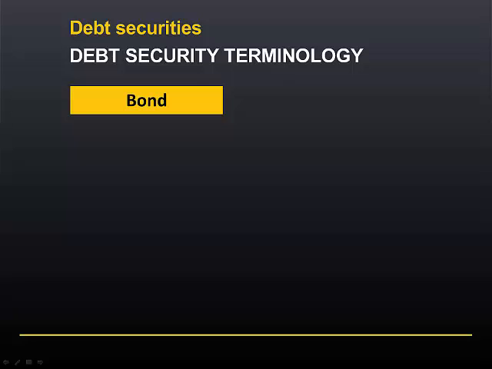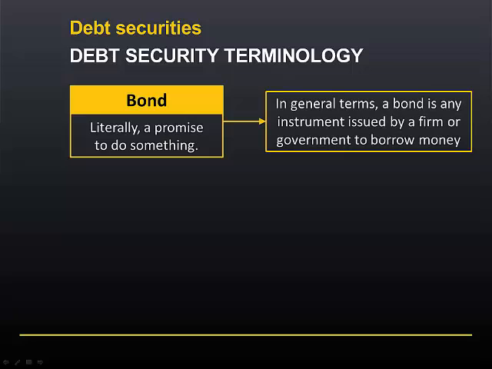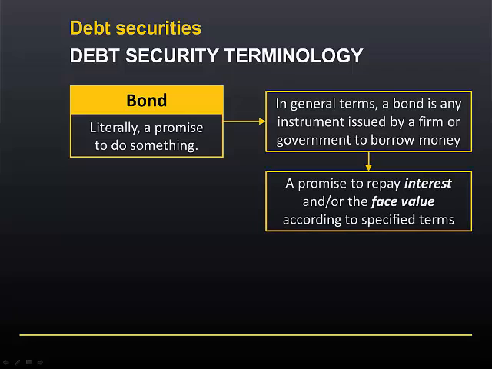The dictionary defines the word bond as something that binds a person to a certain line of behavior. Therefore, the word bond literally means a promise to do something. In the context of debt securities, a bond is the general term for any instrument used by a firm or government to borrow money. The reason it is called a bond is because it represents a promise to repay interest and/or the face value of the bond.